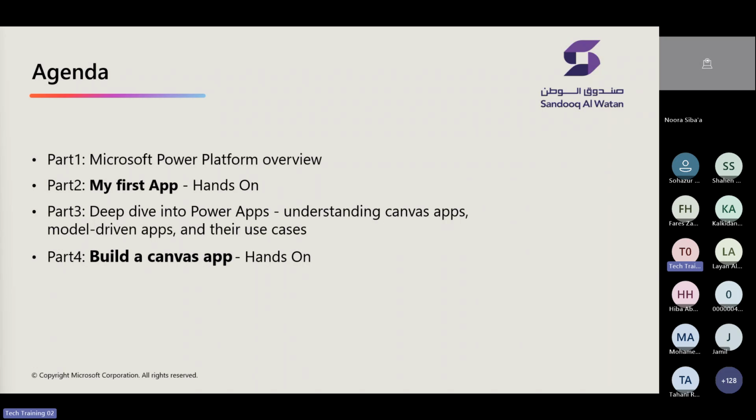Third part, we go deep and dive into the Power Apps. So we'll understand the Canvas. We'll talk about the model-driven apps, but we will focus on the Canvas app for this session. And next session, we'll talk about the model-driven app. The final part is to build our Canvas app and to know more about the Dataverse. What is Dataverse? How can I create a data table in Dataverse and create the app? So this is our agenda today.